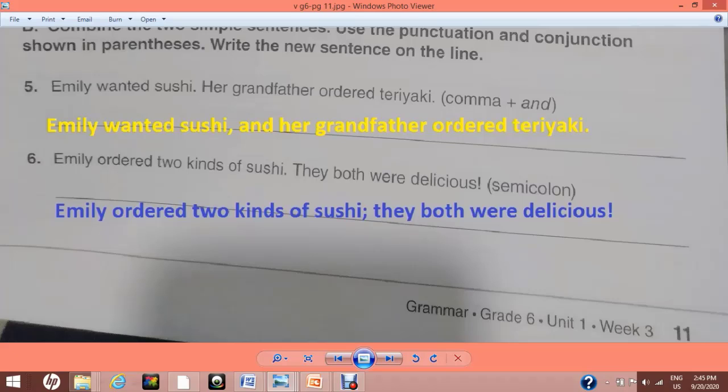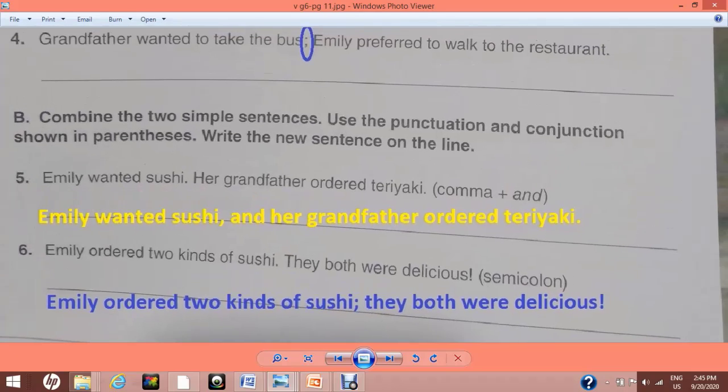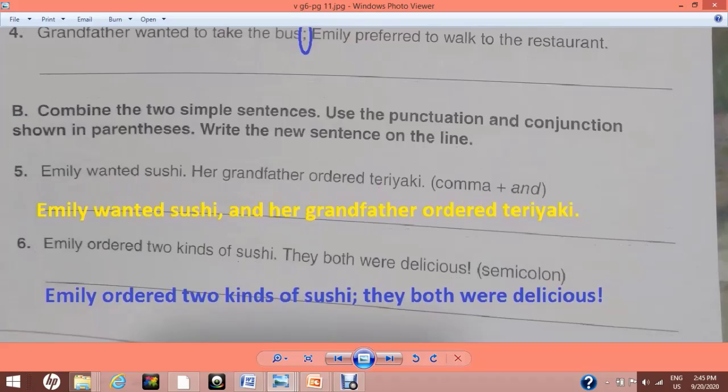So far we have done our two exercises. These two exercises are about sentence fragments and compound sentences. I hope you will have done a good job in your notebooks and books.